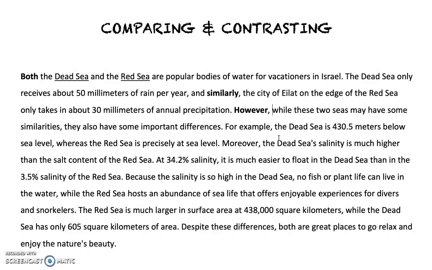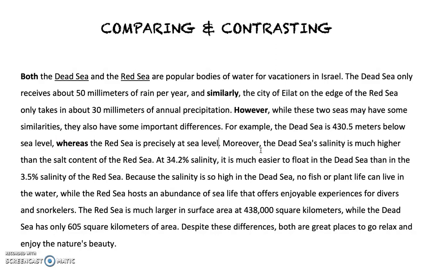For example, the Dead Sea is 430.5 meters below sea level, whereas, this is a contrast word, whereas the Red Sea is precisely at sea level. So this is something that's different about the two seas.